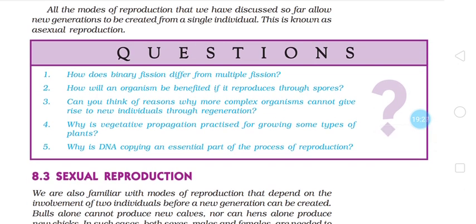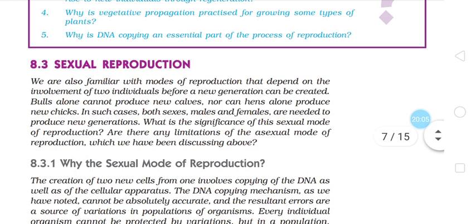Some in-text questions are given here. Let us discuss them. How does binary fission differ from multiple fission? How will an organism be benefited if it reproduces through spores? Can you think of reasons why more complex organisms cannot give rise to new individuals through regeneration? Why is vegetative propagation practiced for growing some types of plants? Why is DNA copying an essential part of the process of reproduction? So these are in-text questions. Later on we are going to discuss them.